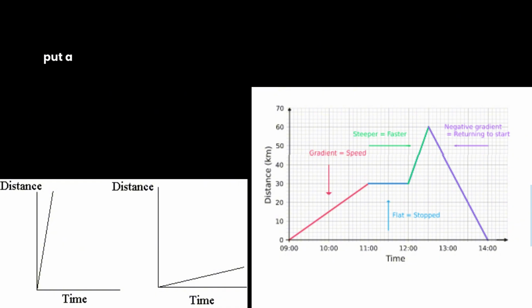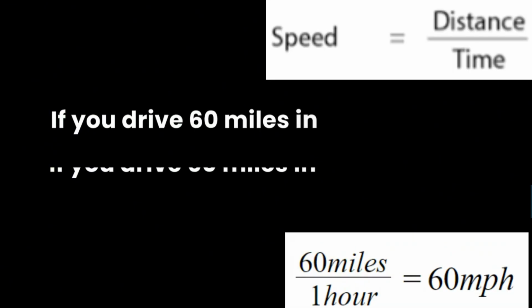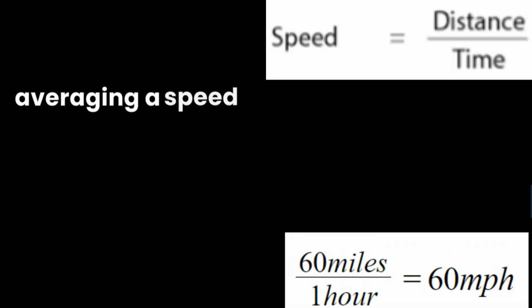But how do we actually put a number on that speed? If we see a steep line, how do we figure out exactly how fast that object is zipping along? That's where the formula for speed comes in. And don't worry, it's way less intimidating than it sounds. Speed is simply the distance something travels over a certain amount of time. If you drive 60 miles in 1 hour, you're averaging a speed of 60 miles per hour. Got it. So it's just distance divided by time.